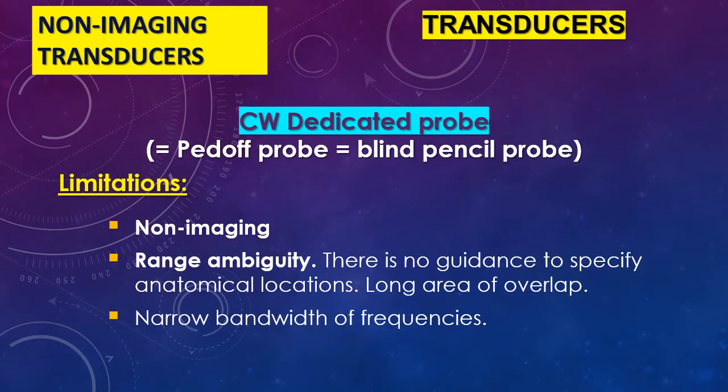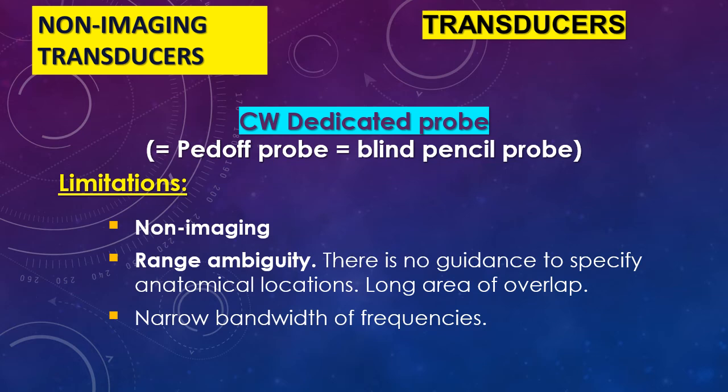So what is the limitation now? We know the benefits. The limitation is that since I don't have a pulse wave, I don't have a listening time, I don't have an image. So no imaging. And since I have no image, I cannot put the sample volume at any segment of the vessel. I cannot tell which vessel is being scanned unless I know by anatomy. But I cannot tell which area is being scanned by this probe. So this is what we call range ambiguity.